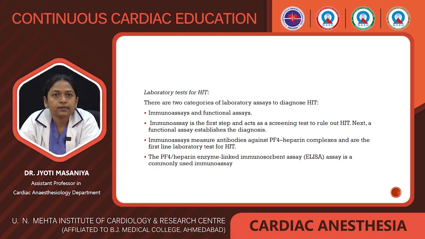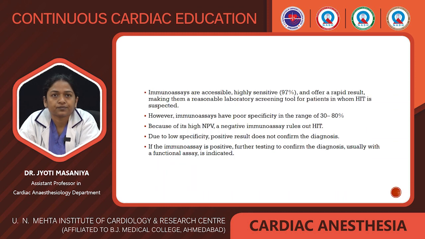Coming to the laboratory tests for HIT, there are two categories of laboratory assay to diagnose HIT: immunoassay and functional assay. Immunoassay is the first step and acts as a screening test to rule out HIT. Next, a functional assay establishes the diagnosis. Immunoassays measure the antibodies against the PF4 and heparin complexes and are the first line laboratory test for HIT. The platelet factor 4 heparin enzyme linked immunosorbent assay, that is ELISA, is a commonly used immunoassay.